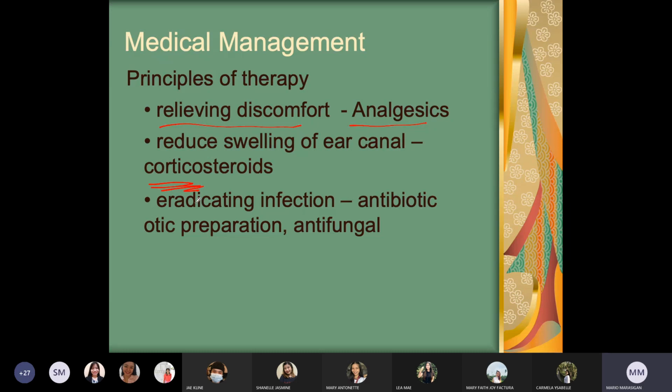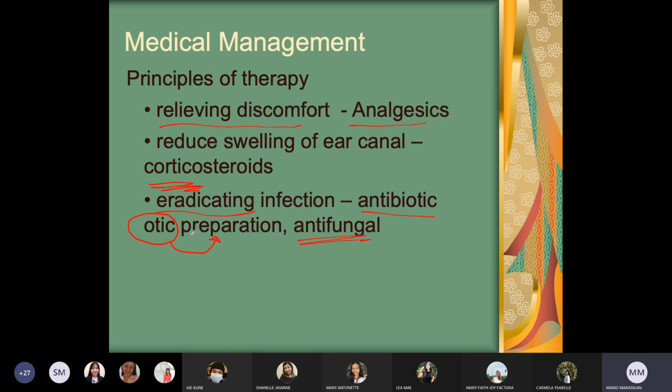Then, I mentioned about the infection. So, to eradicate infections, you give antibiotic if it is bacterial. But if it is fungal, then you give antifungal. Okay? Antibiotic, ang tawag natin ay otic drugs or otic preparations. Remember, pag mata, ang tawag natin ay optic. Right?